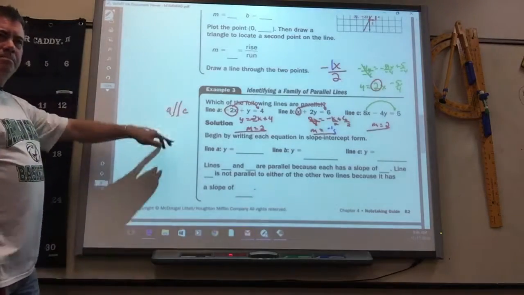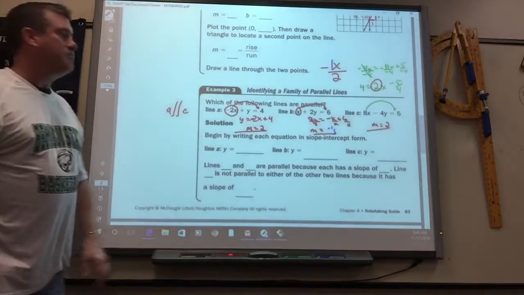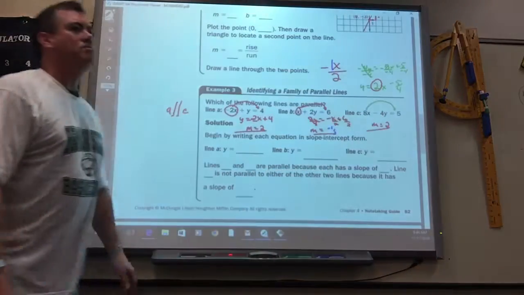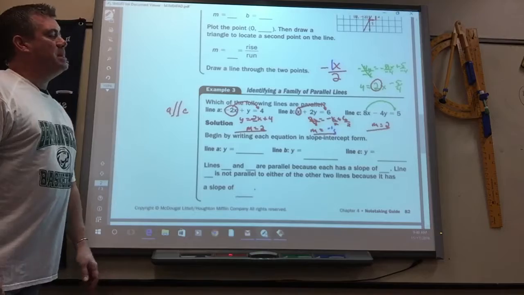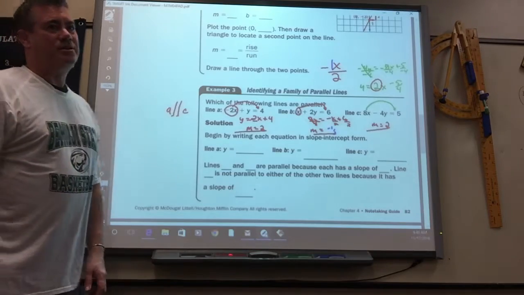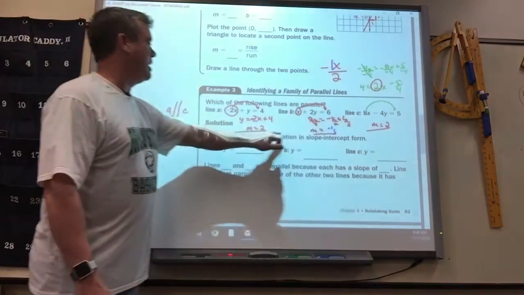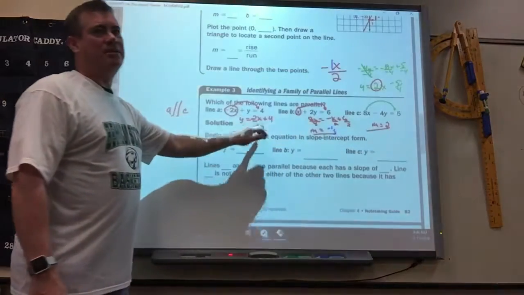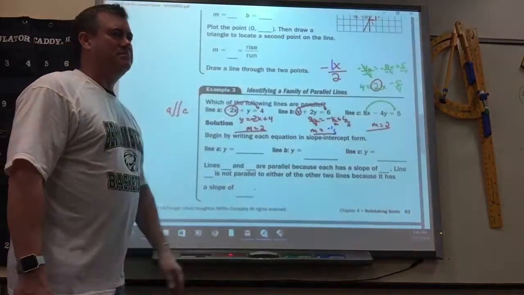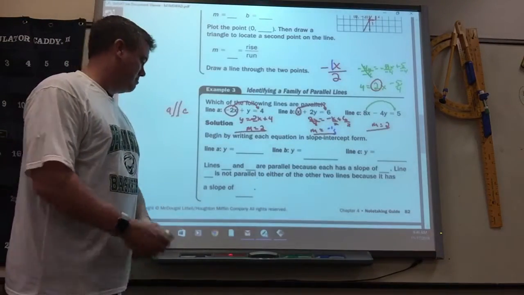Why is it like B? Oh. Yep, B is not the same slope. B actually would be perpendicular to it. Perpendicular lines have opposite signs and they're reciprocals of each other. But we're not doing perpendicular.